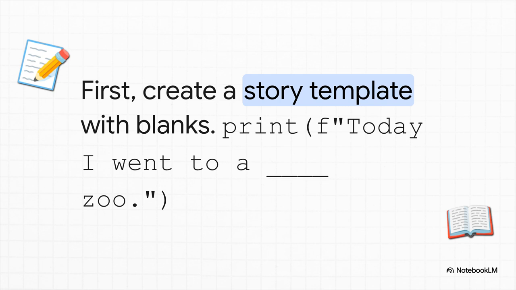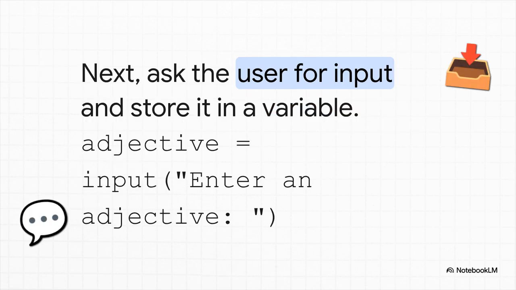Now, see that little F right before the quote? That's kind of like a little flag for Python. It tells it, hey, get ready, we're going to stick a variable in here in just a second. Next up, we need to get a word from the person playing the game. We do that with the input function. This line of code will pop up a question, and whatever the user types, we're going to catch it and store it right inside one of our little boxes, a variable that we've named adjective.